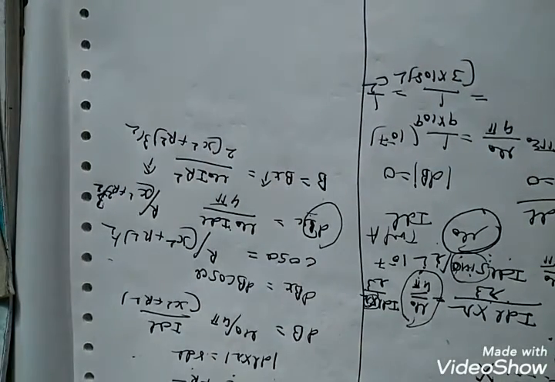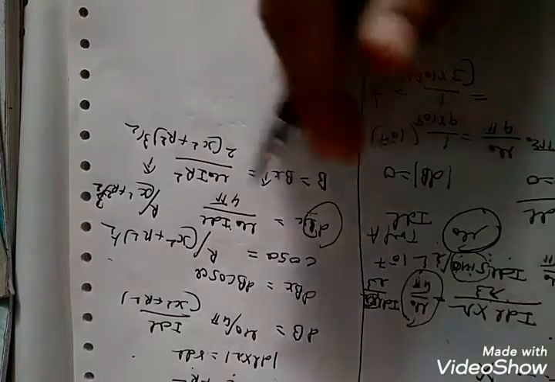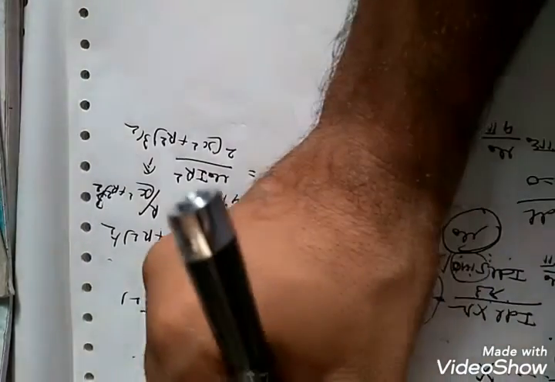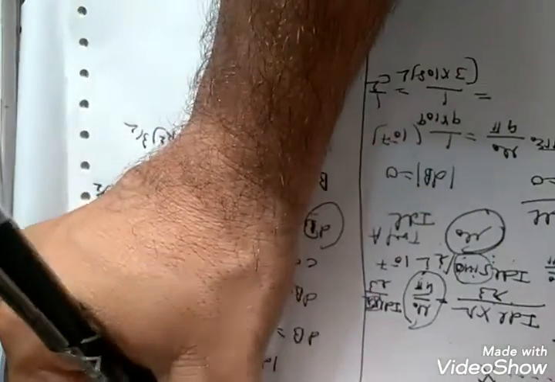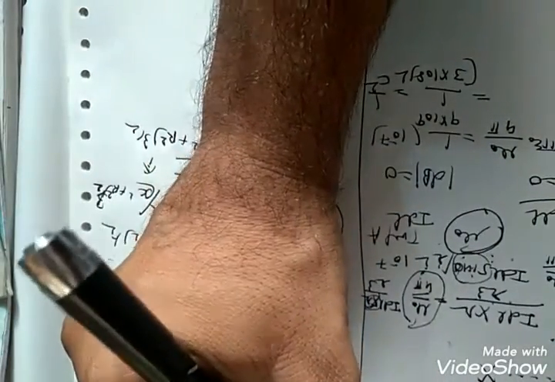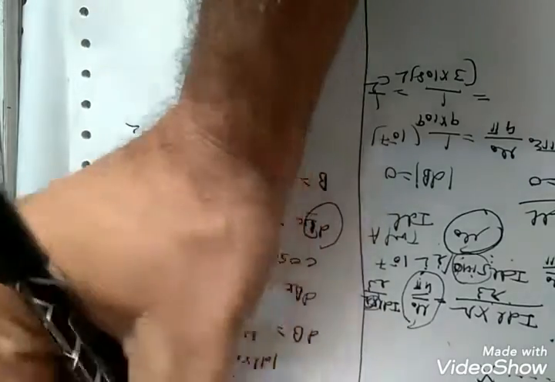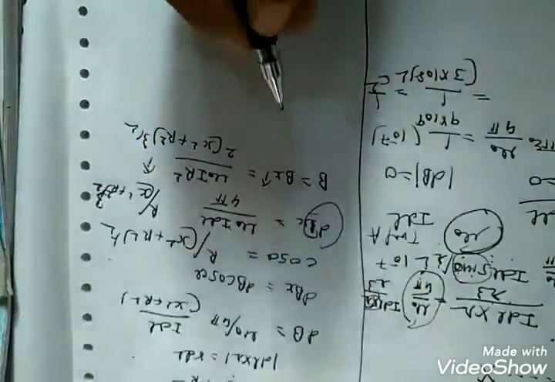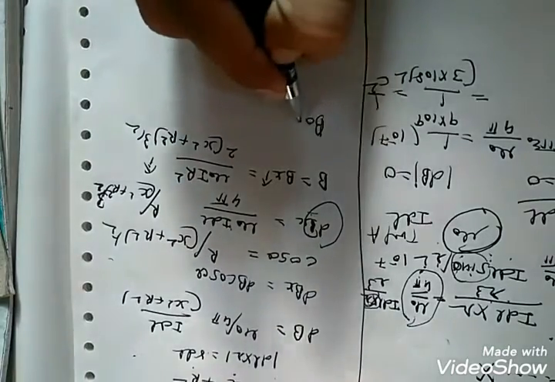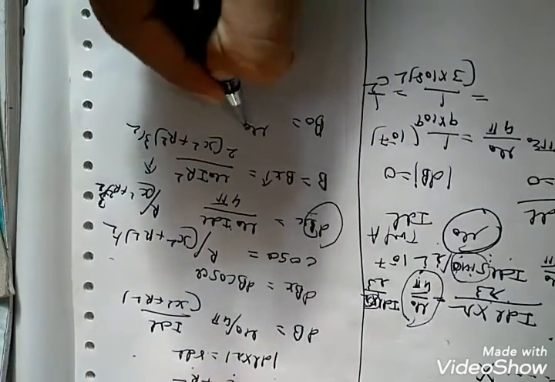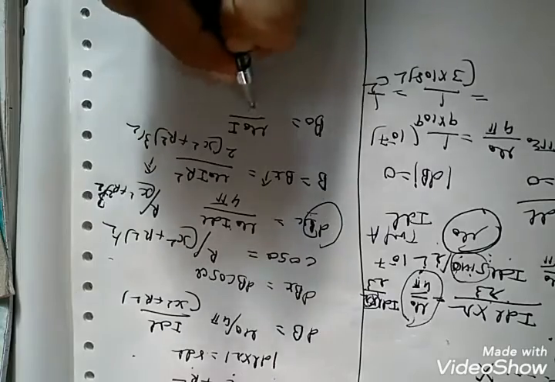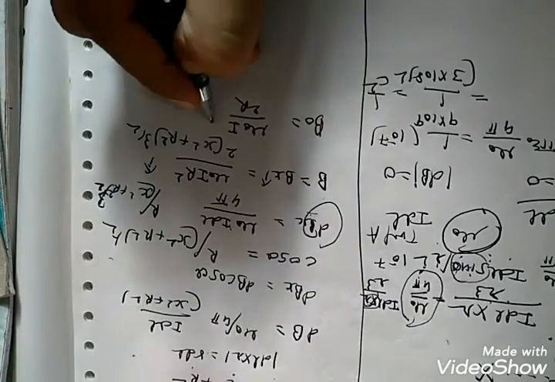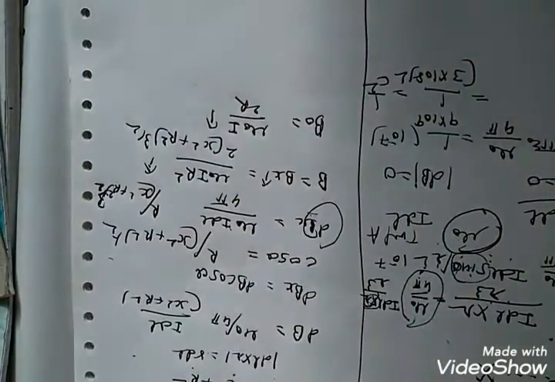In the special case of the above result, the field at the center of the loop, where point P is the center of the loop, means the distance x is equal to 0. So B0 is equal to mu 0 I upon 2R, i cap.